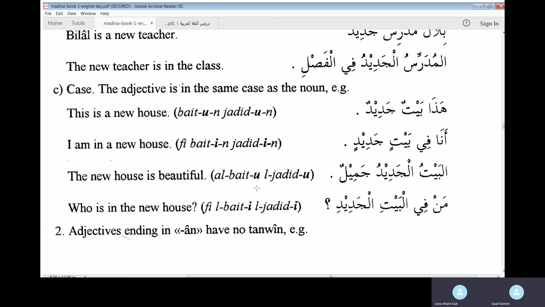Third case, the adjective is in the same case as the noun. Example, haza baytun jadidun, this is a new house. Ana fi baytin jadidin, I am in a new house. Al baytul jadidu jamilun, the new house is beautiful. Man fil baytil jadidi? Who is in the new house?